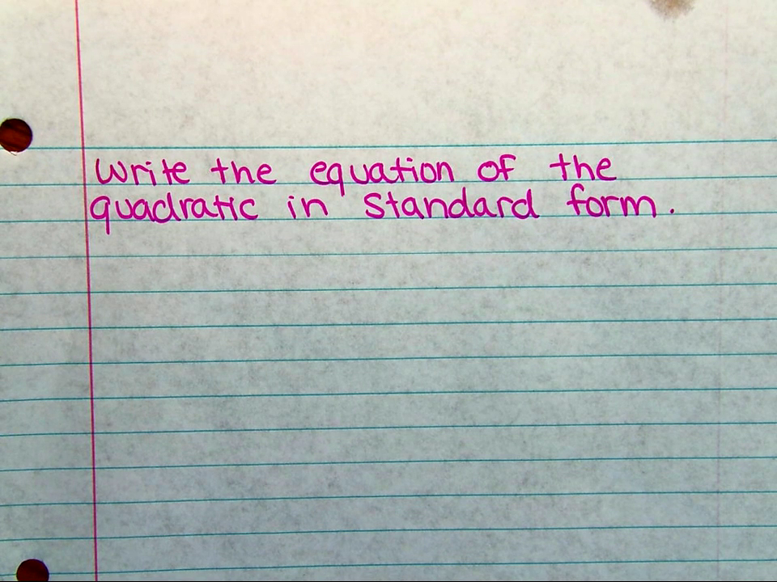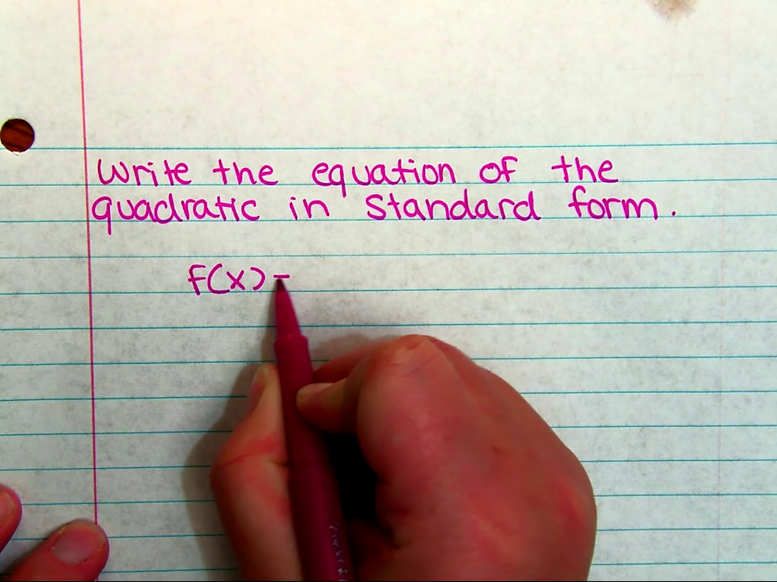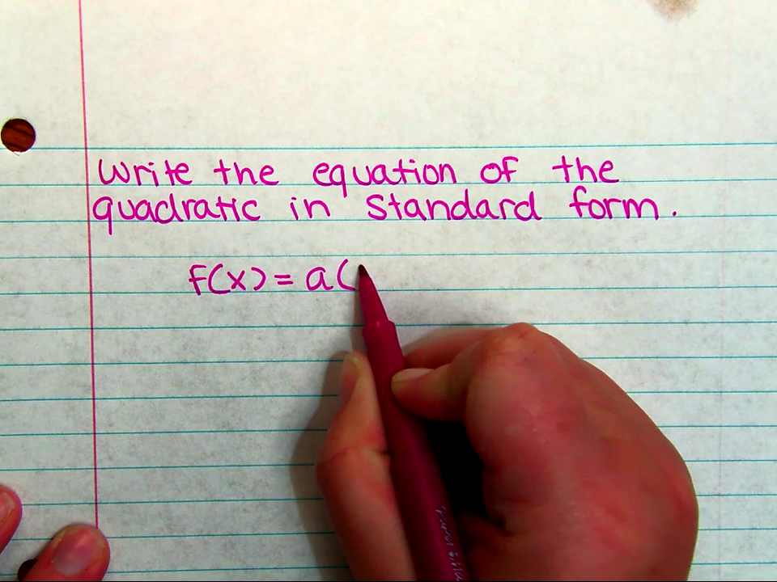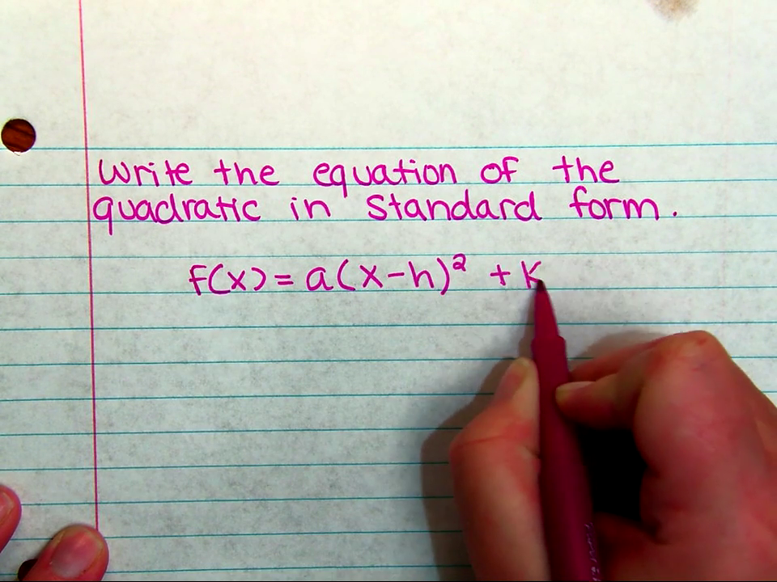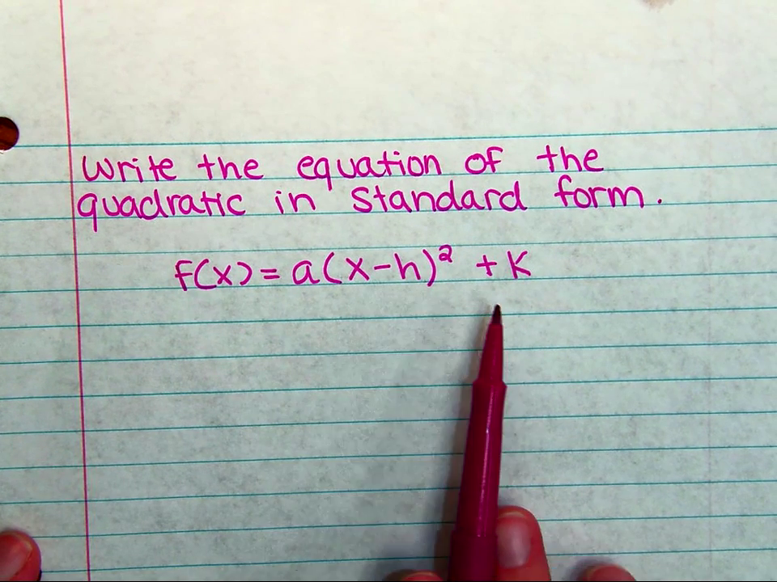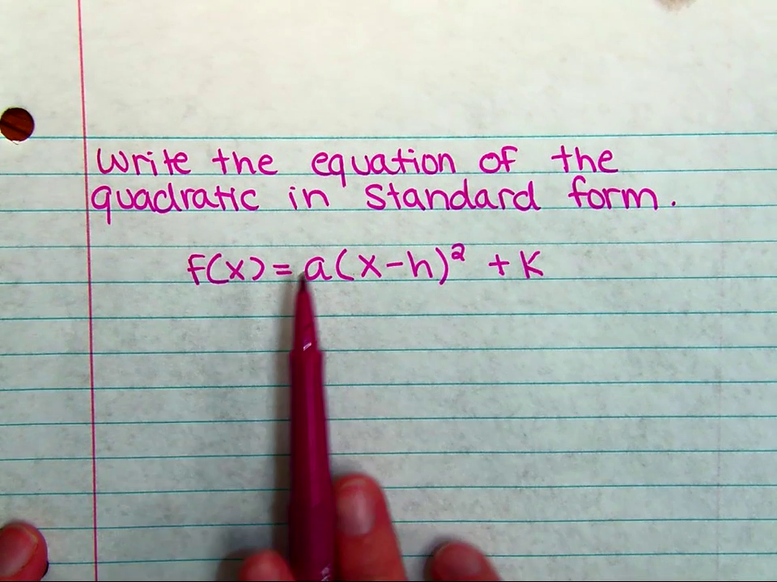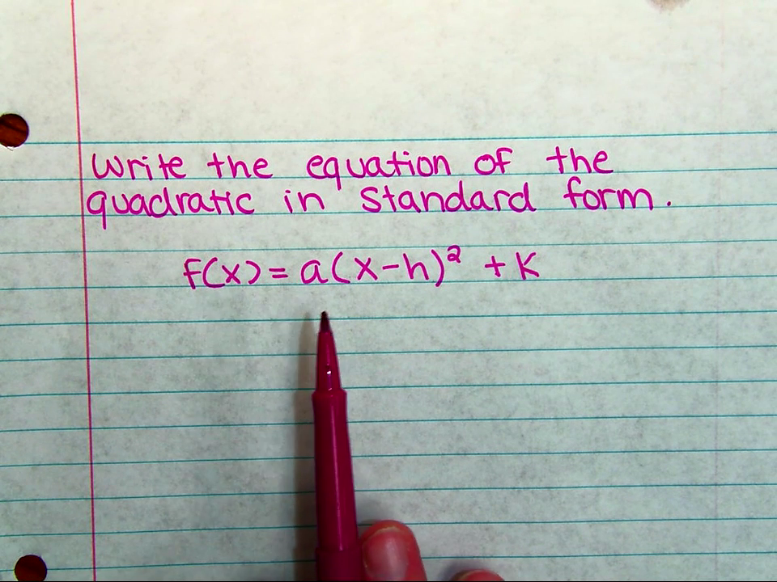Okay, so this video is going to be on writing the equation of the quadratic in standard form. So the first thing you need to remember is that standard form is f of x equals a(x minus h) squared plus k. And you need to remember a couple of things about this: h and k represent your vertex. a tells you whether you open up, down, normal, narrow, or wide, okay?